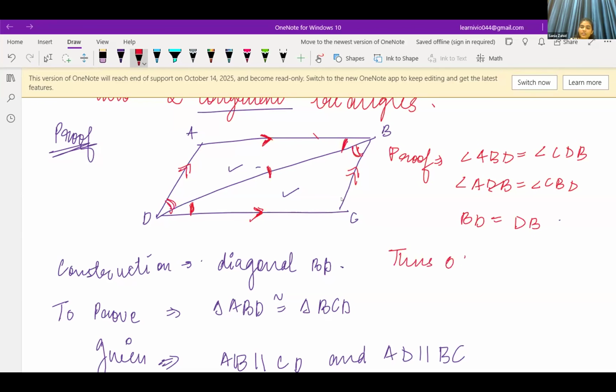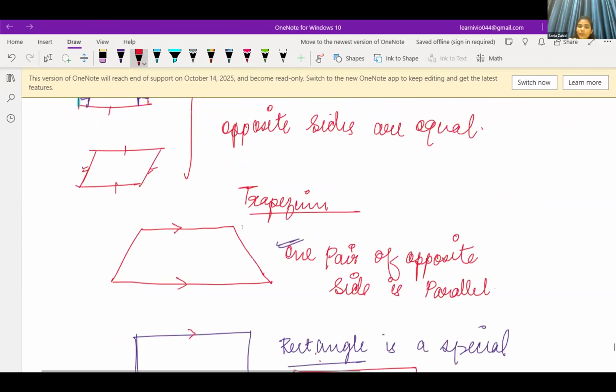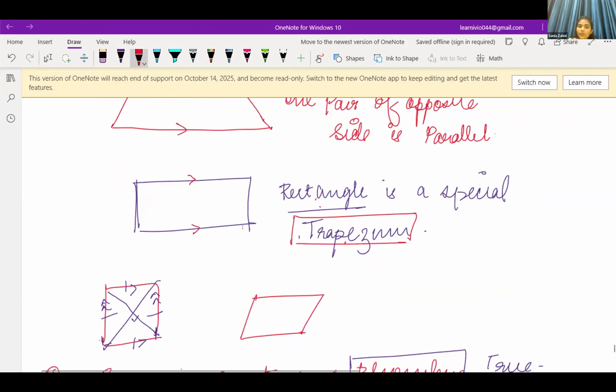And thus triangle ABD is congruent to triangle BCD. Tell me, by which congruency? ASA congruency, right? By ASA congruency. So children, if they are congruent to one another, can I say that triangle ABD is congruent to triangle BCD? I can say this, and that was only asked in the question: in the diagonal, there are two congruent triangles, right? So you got two congruent triangles, hence proved.